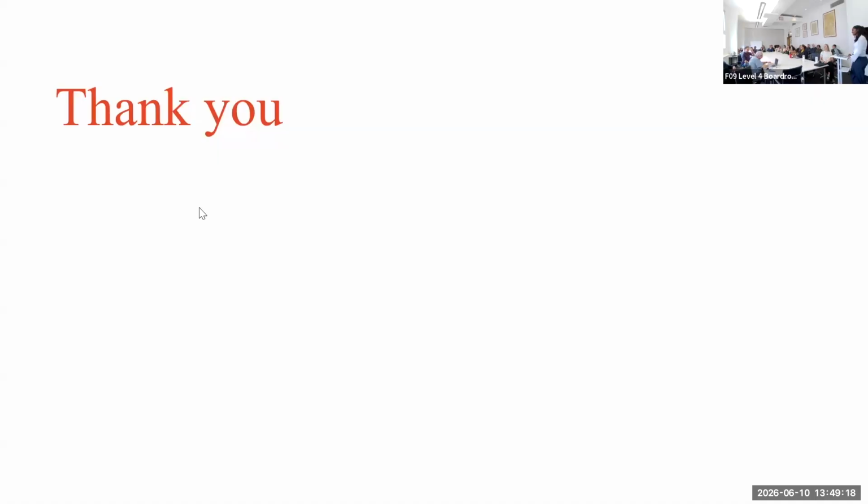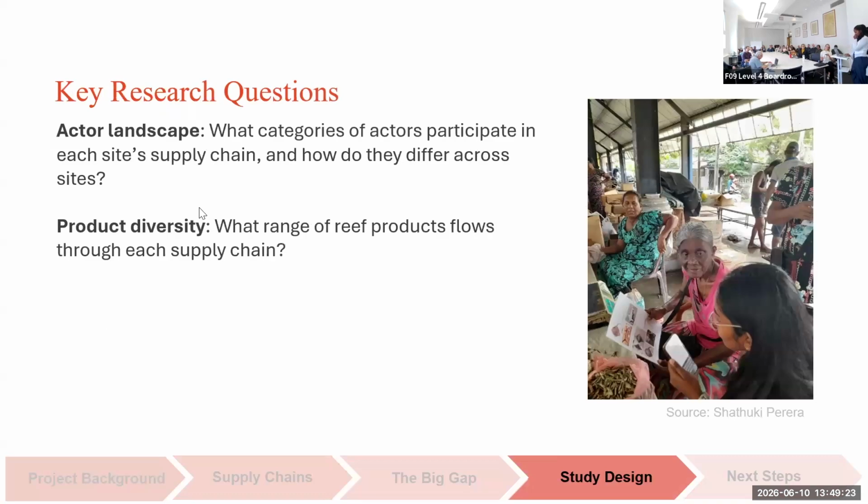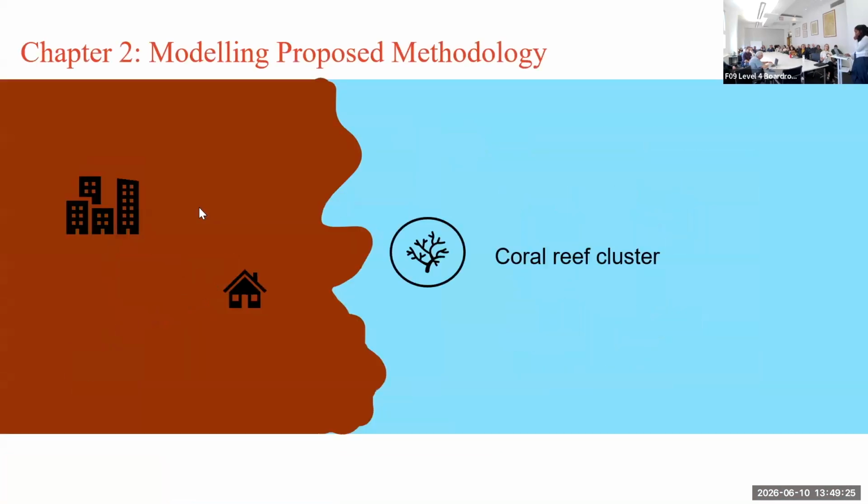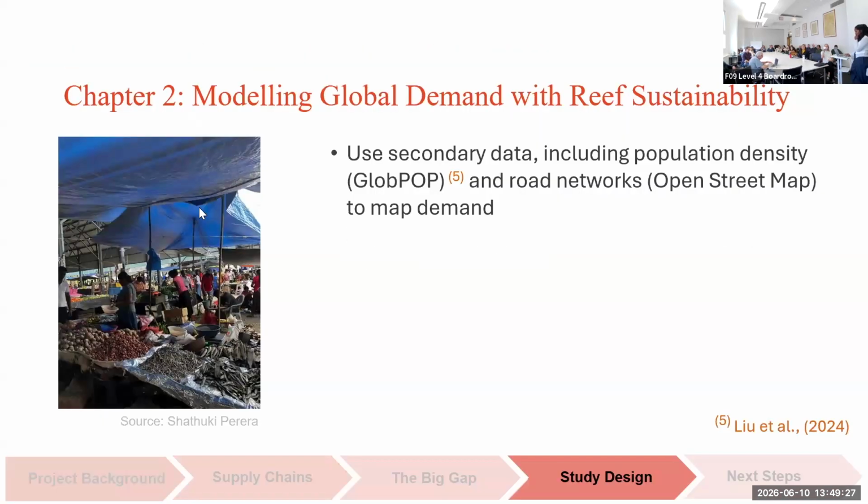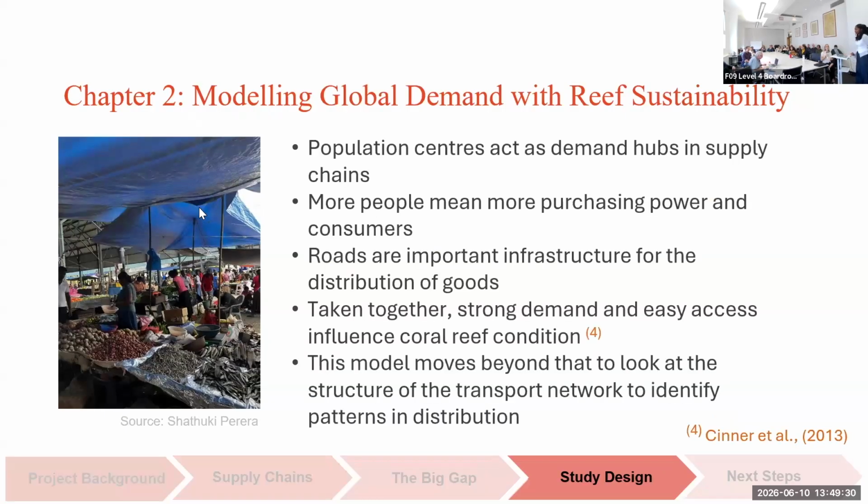I think you're calling it the modeling chapter or the modeling study. There's a really strong emphasis on roads there. Are you sure that's justified? We know that global supply chains are global, and you're looking at local road networks, which is the first stage of a value chain or a supply chain. It doesn't really take into account the full network.